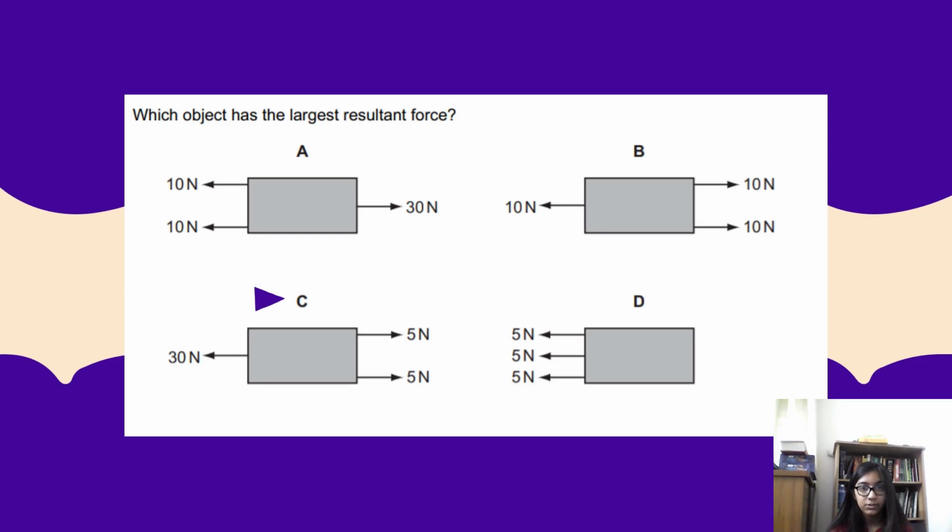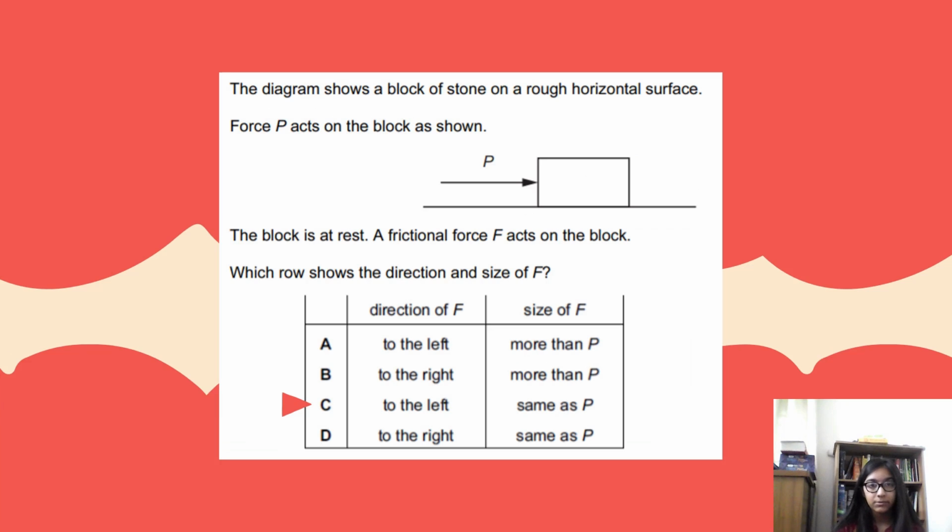And for the last option, one more time, we add all the 5 Newton forces to get a resultant force of 15 Newton working to the left side. After calculating from all the options, we get option C, producing the highest resultant force, 20 Newton. And that's our answer.